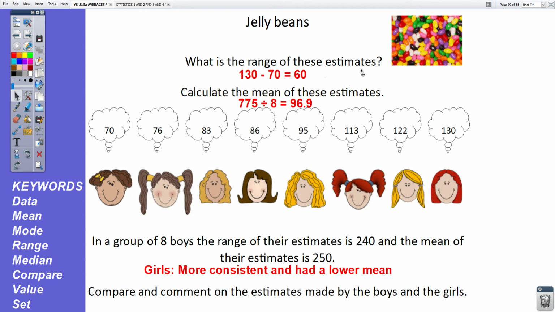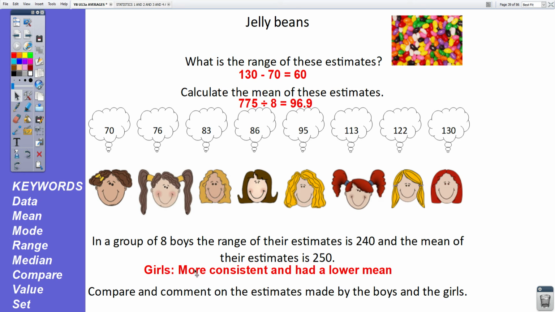First of all, the range for the girls is 130 take away 70, which is 60. The mean for the estimates, we add up all the girls' estimates and divide by 8 because there are 8 girls. The mean is 96.9. Now, the boys, their range was 240, their mean was 250.